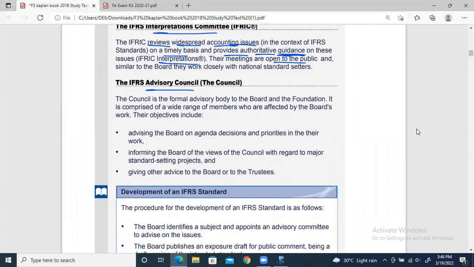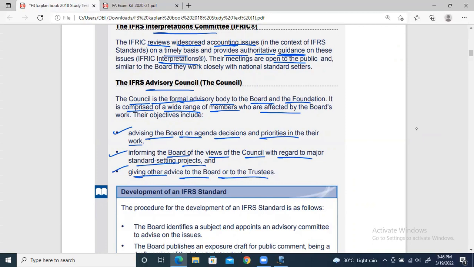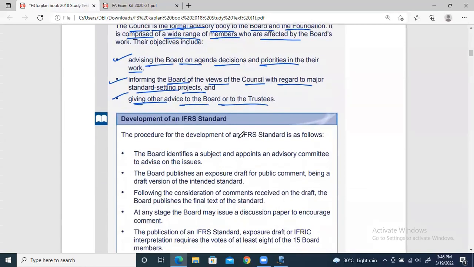Now, what does the Advisory Council do? The council is the formal advisory body to the board and the foundation. It is comprised of a wide range of members who are affected by the board's work, advising the board on agenda decisions and priorities in their work, informing the board of the views of the council with regard to major standard setting projects. They just advise the board because they come under the IASB, the International Accounting Standard Board. So they are just advising them what to do, what not to do. And lastly, giving other advice to the board or the trustees. Just for giving advice and guidance, this IFRS Advisory Council is there.